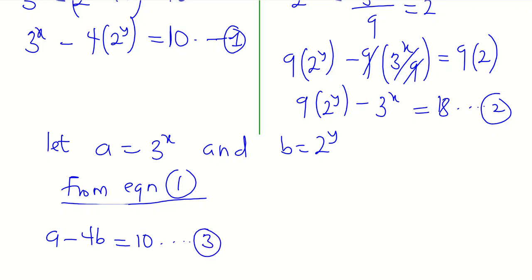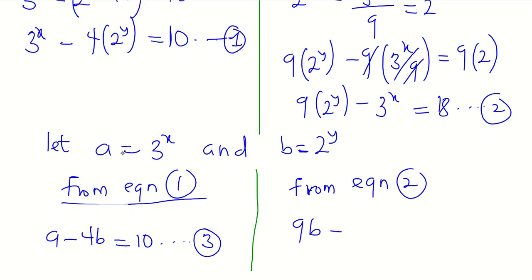In the same way, from equation 2, we have 9 already here, and 2^y is known to be b, so that is 9b, minus 3^x is known to be a, which is equal to 18. So we label this as equation 4. That is that. So beautifully written.